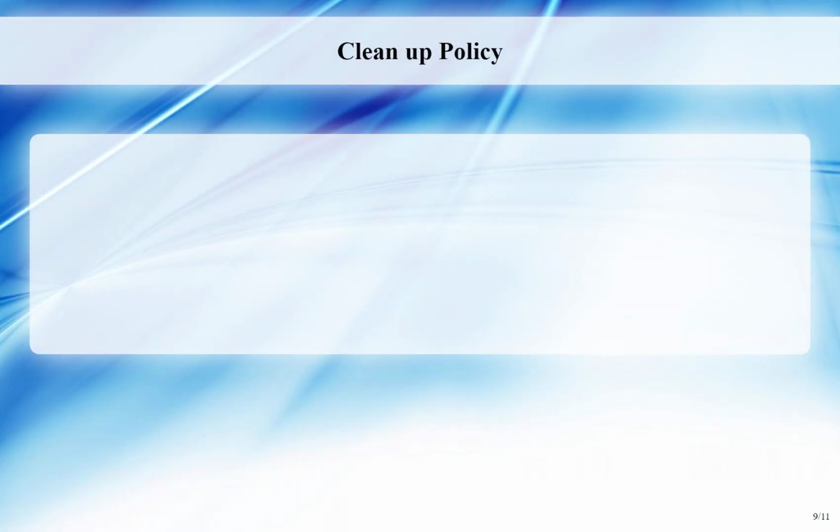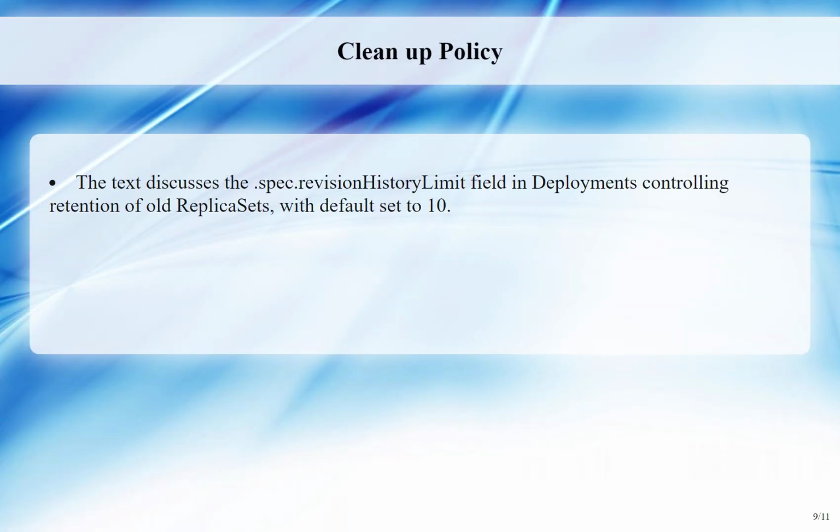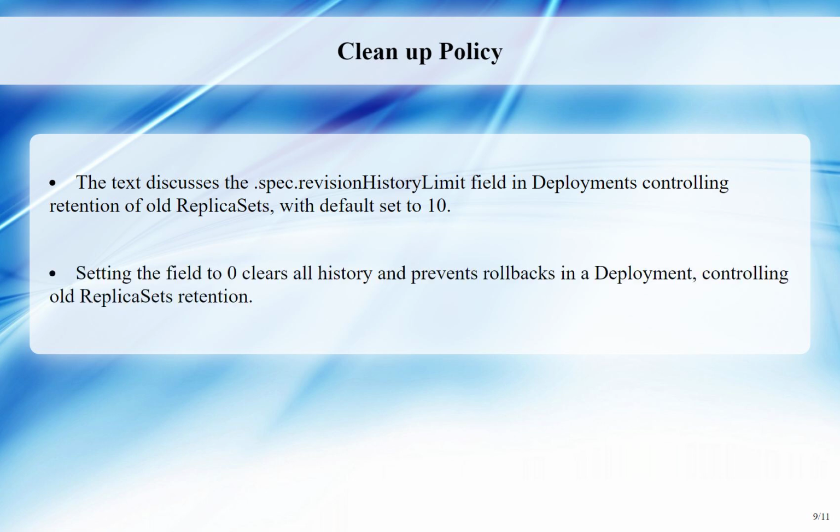Cleanup policy. The .spec.revisionHistoryLimit field in a deployment can be used to determine how many old replica sets are retained. By default, this value is set to 10. If the field is set to 0, all history will be cleaned up, preventing the deployment from being able to roll back. This setting allows for controlling the retention of old replica sets in a deployment.